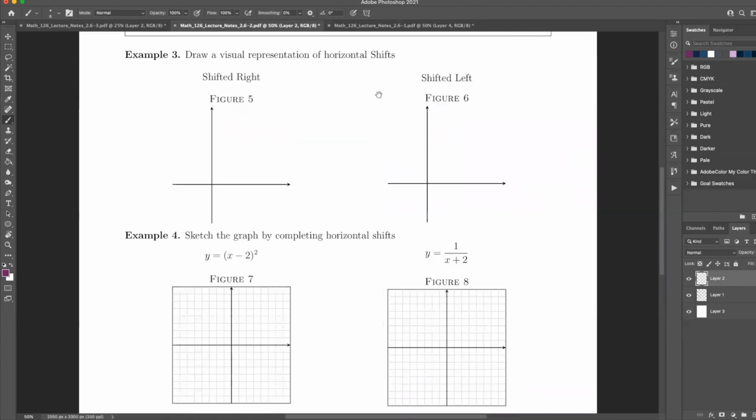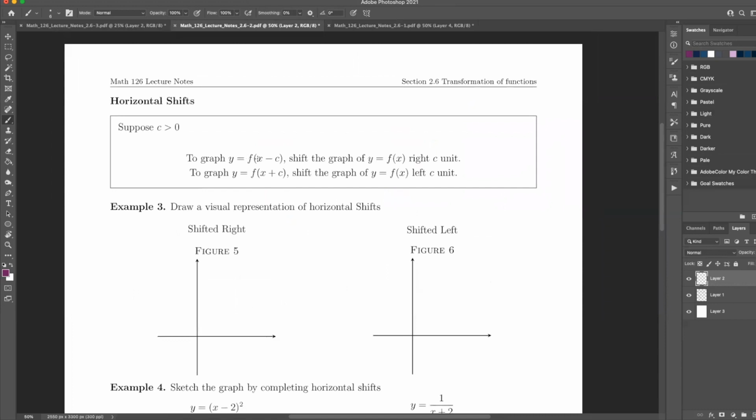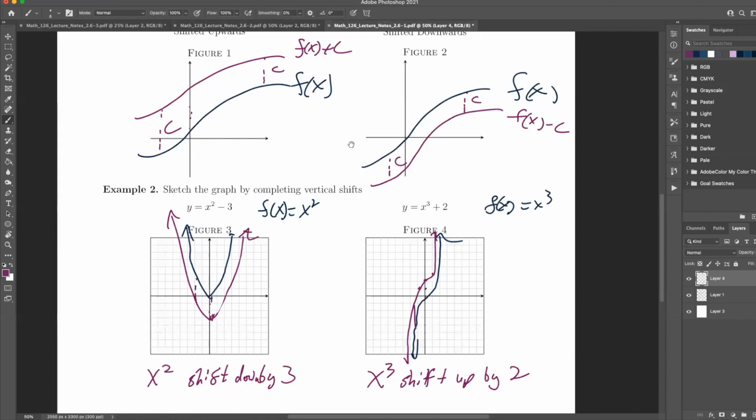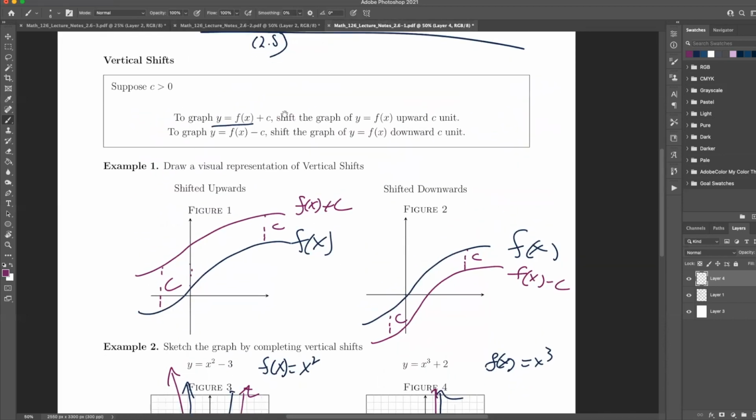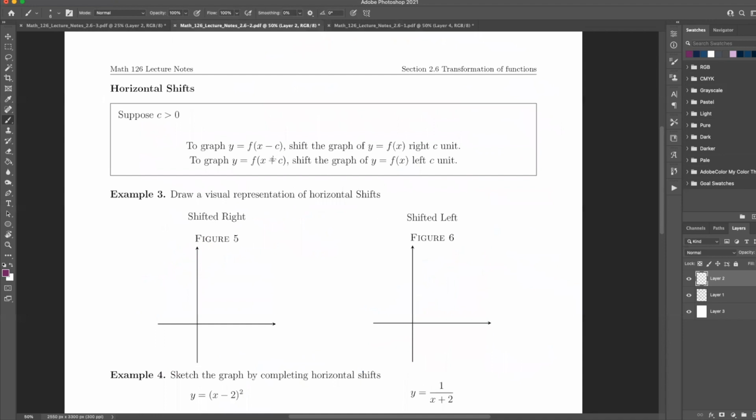All right, so horizontal shift. Here, if I have x minus c, I shift to the right. And this is kind of counterintuitive. Because if I added something, I went up, and if I minus something, I went down. Well, here in the x direction, if I add something, going up would be to the right. But here it's when I minus something, I go to the right. And when I add something, I go to the left. So it's a little bit backwards. Horizontal shifts tend to be that way.